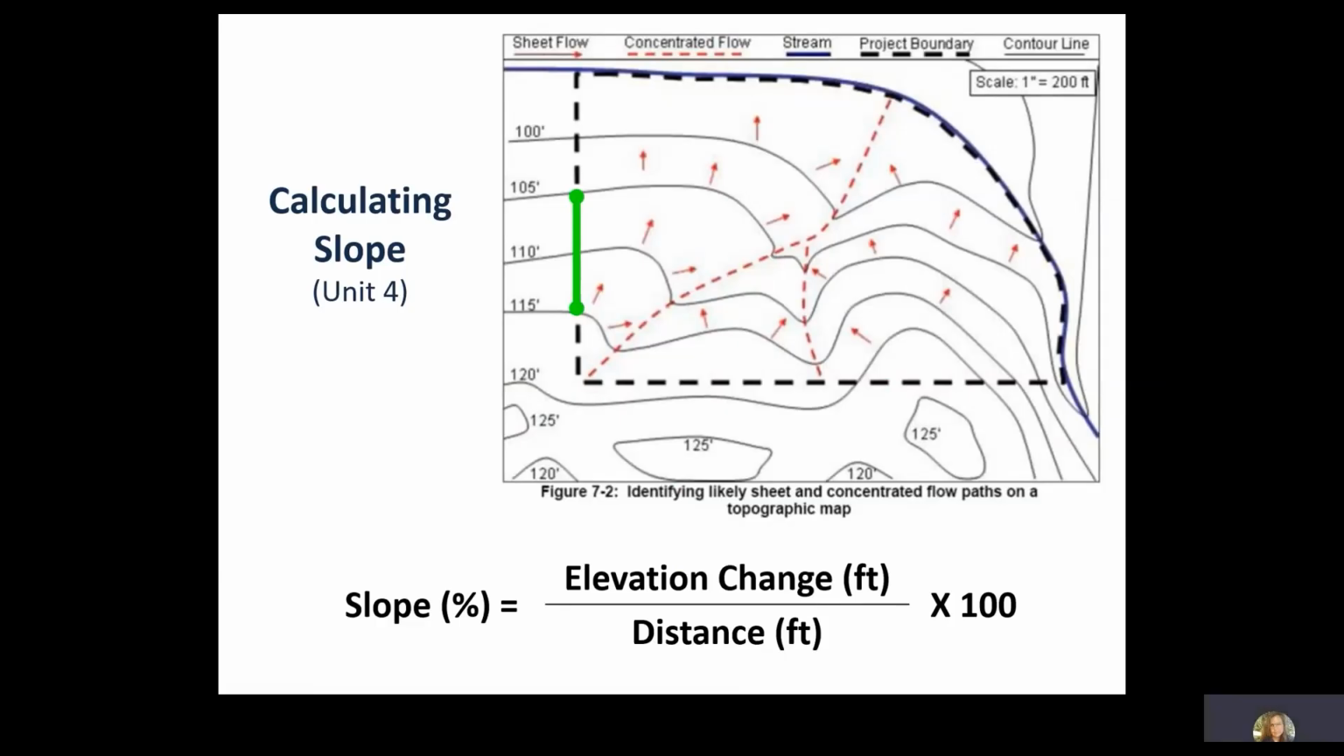Please look at the bright green line on the topographic map. This green line is the area on the site that we want to obtain the percent slope. The first thing we need to determine is the change in elevation. We take the lowest elevation of the line, which is 105 feet, and subtract it from the highest elevation of the line, which is 115 feet. 115 feet minus 105 feet equals 10 feet.